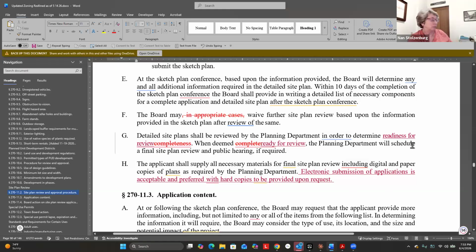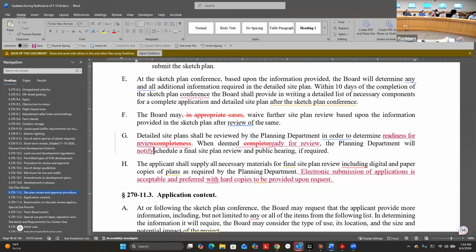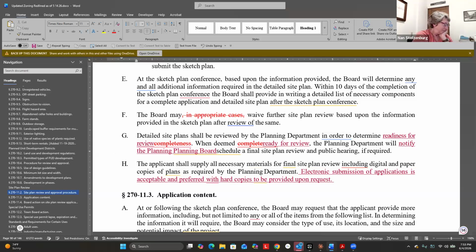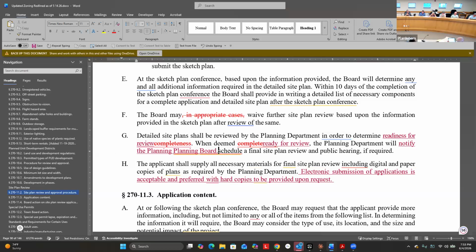Correct. No, it needs to say that they notify Tony. Because if his name isn't here, that locks him into the chair. No, let's not do that. They're referring it to the planning board. However we schedule, however we create the agenda, that's how they're referring it to the planning board. They're getting it on the agenda.